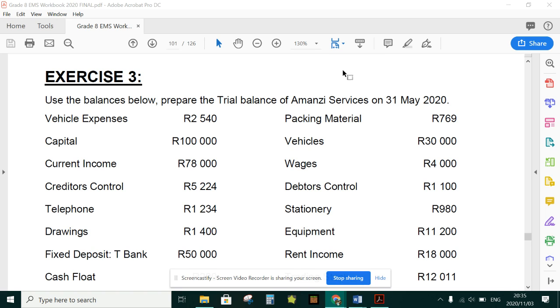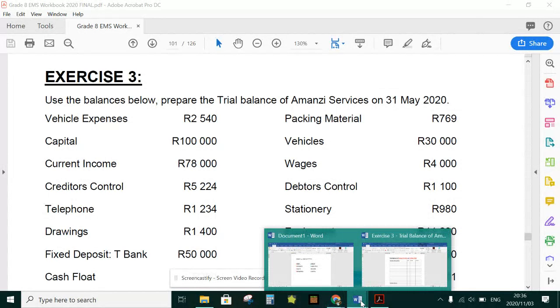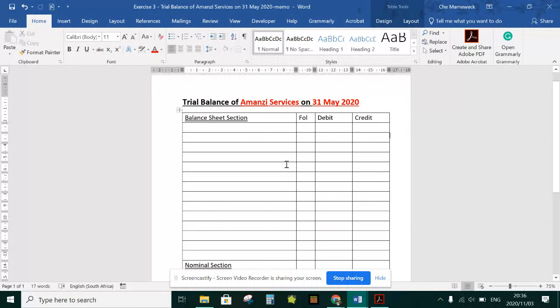Okay, this is the third exercise for the trial balance. We're going to be doing the trial balance of Amanzi Services on the 31st of May 2020. First, we have our answer sheet, which you'll be filling in on page 101 of your workbook. We record the name: trial balance of Amanzi Services, on, and then the date. The day first, the month, the year. The exercise said the 31st of May, 2020.